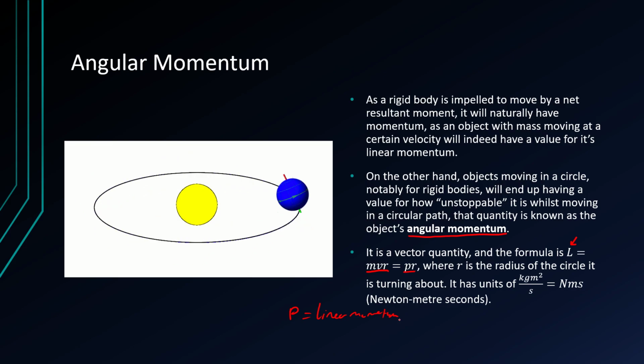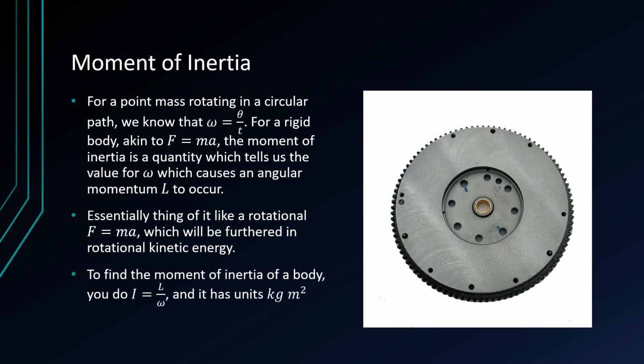Now, the way in which we can link linear momentum with more rotational stuff is with this thing called a moment of inertia. So the moment of inertia is slightly different to a regular moment. We know that for a point mass rotating in a circular path, the angular velocity is the change in angle over time. But for a rigid body, the moment of inertia is a quantity which tells us the value for omega, which causes an angular momentum of L to occur. So I is a constant for your shape, and as either the angular momentum or the angular speed changes, the other one will change with it.